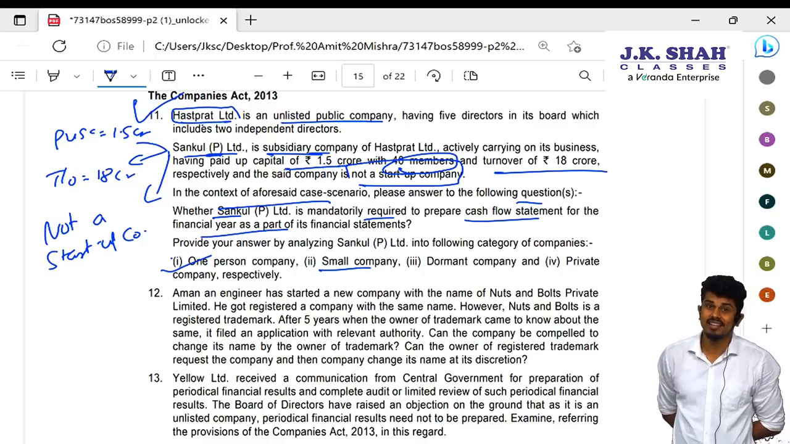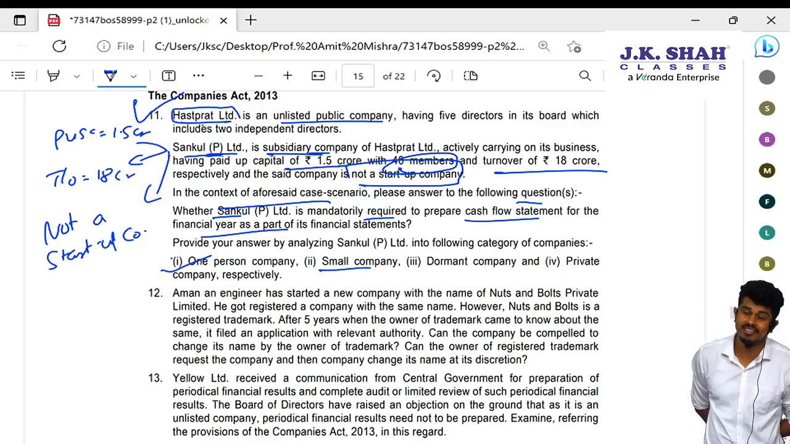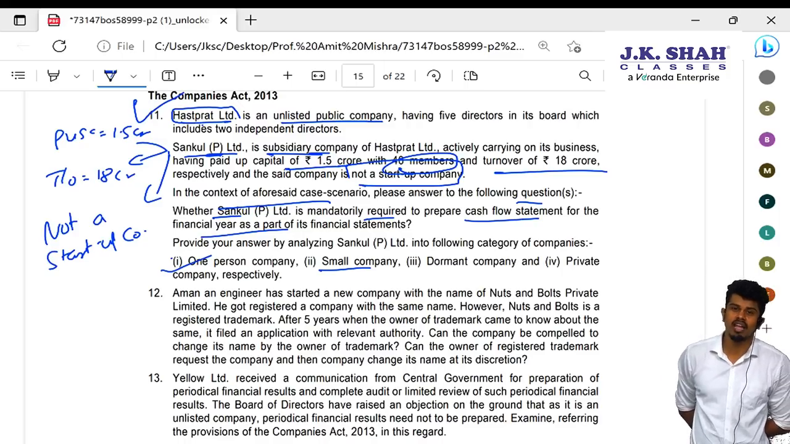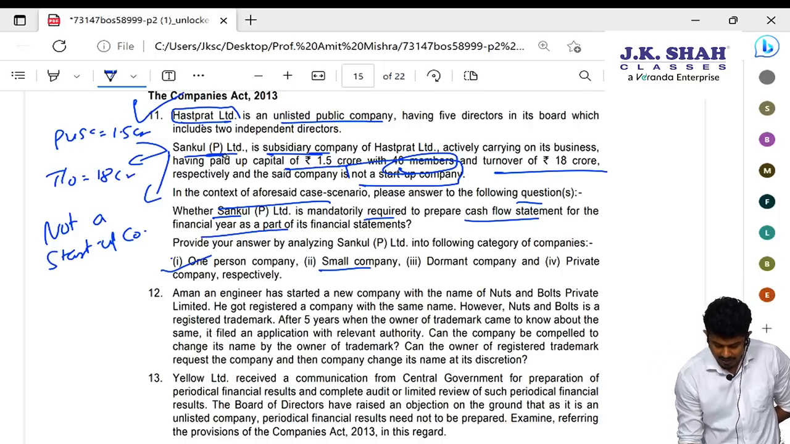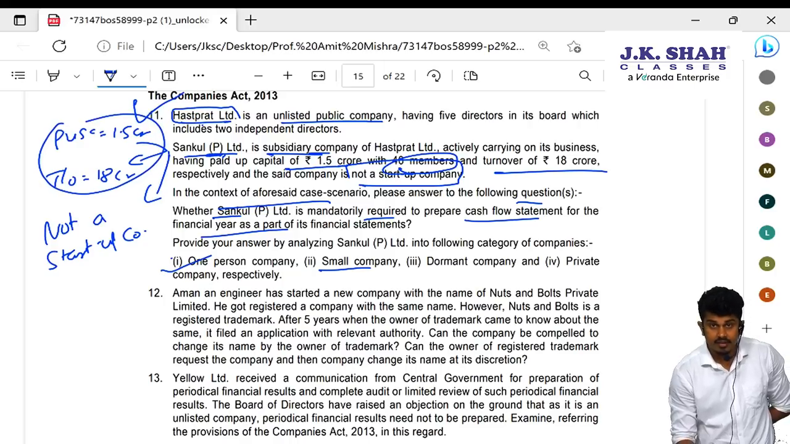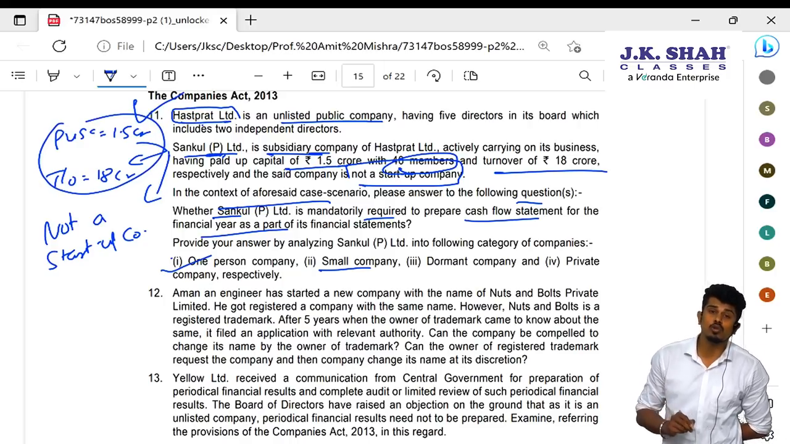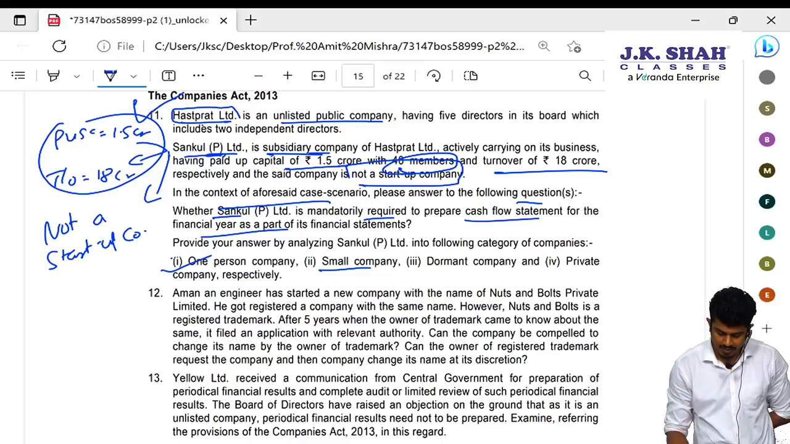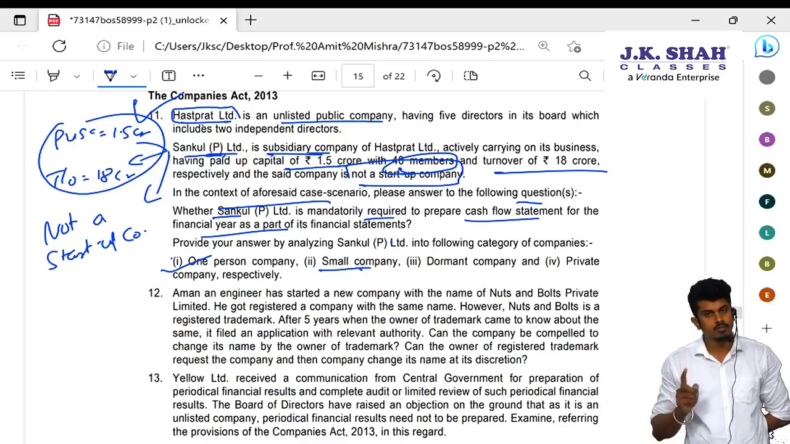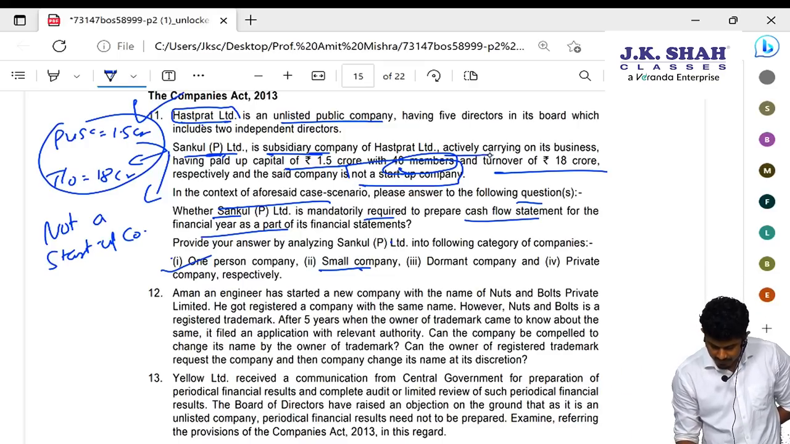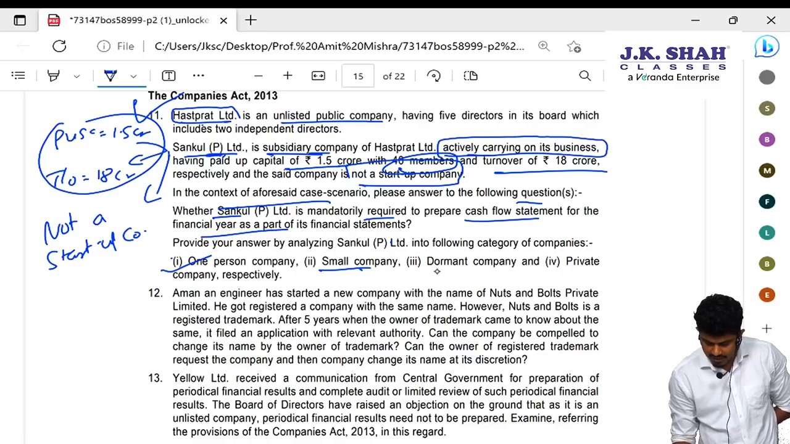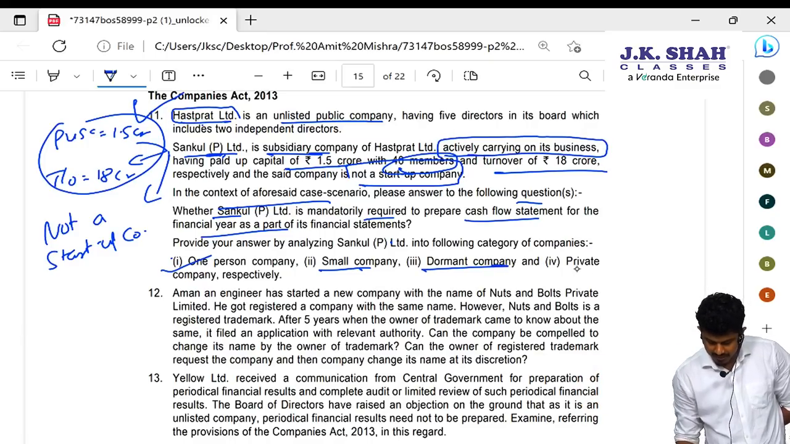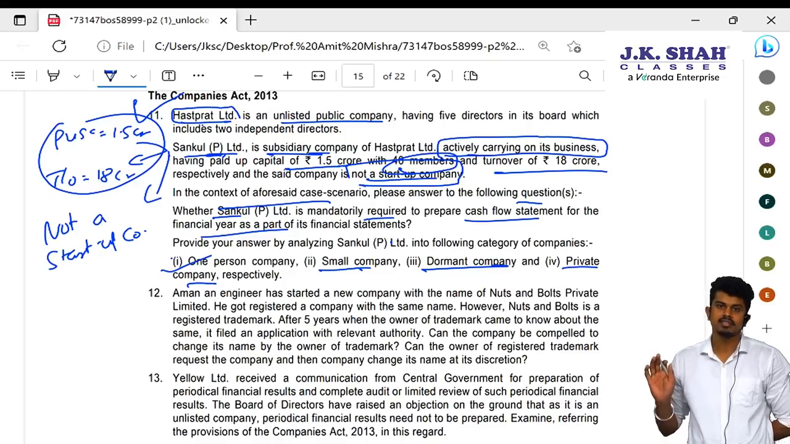Now, in this video only, we have already discussed about the amendment, right? And the limit for small company is 4 crore and 40 crore. So can I say Sankalp Private is within the limits? But section 2 clause 85 clearly specifies that holding or subsidiary company can never be small company. Sankalp Private Limited is not a small company. Acha, Sankalp Private Limited is actively carrying on its business, therefore it is not a dormant company also. And Sankalp Private Limited is a private company, but it is not a startup.